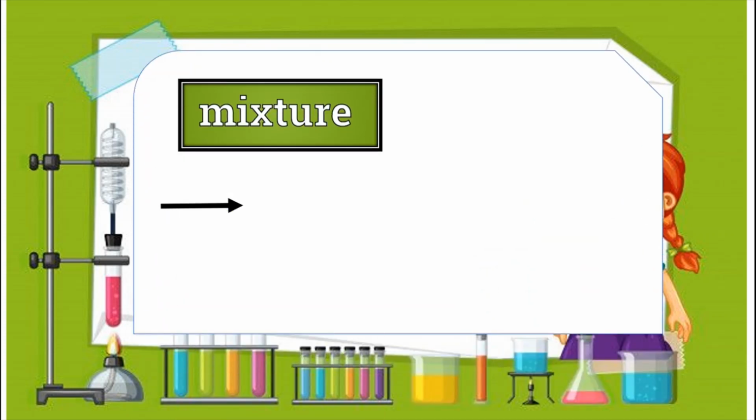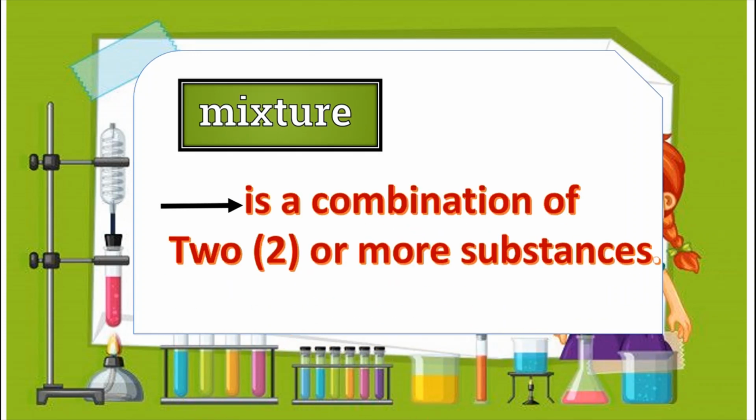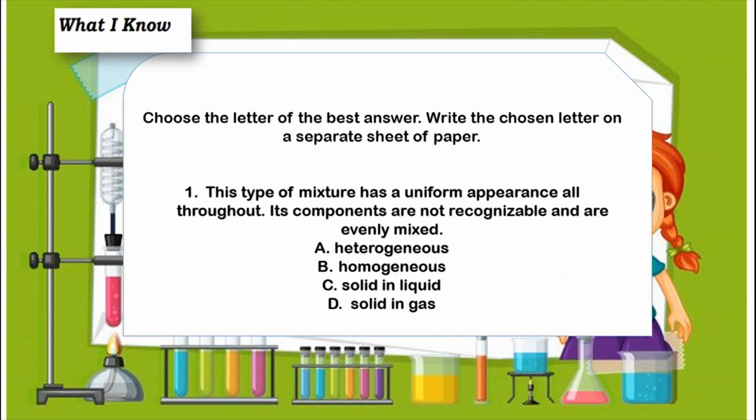Okay, what is mixture? I have here a simple meaning about mixture. It is a combination of two or more substances. Okay, in your module, what I know, try to look at it. The direction for it is: choose the letter of the best answer. Write the chosen letter on a separate sheet of paper.